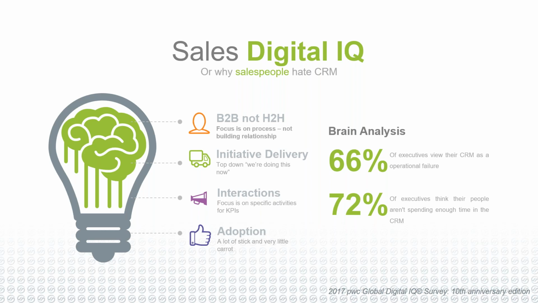So what does all this mean? When it comes right down to it, it means that 66% of our bosses, of the people that we work for, think of our CRM implementation as an operational failure. And their solution, they think, is that we're not spending enough time in our CRM, that we're not spending enough time in Salesforce updating data. And for those of us in sales, we necessarily disagree.